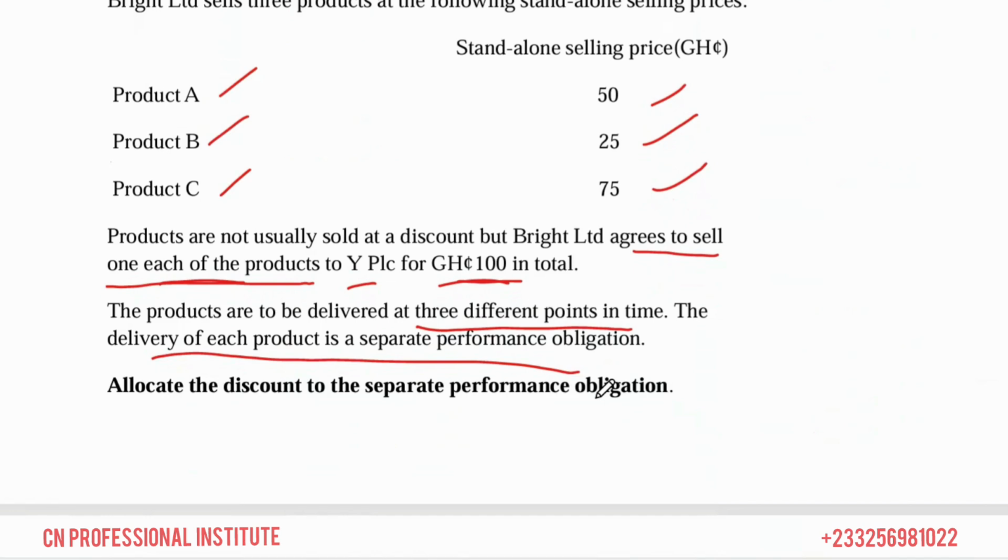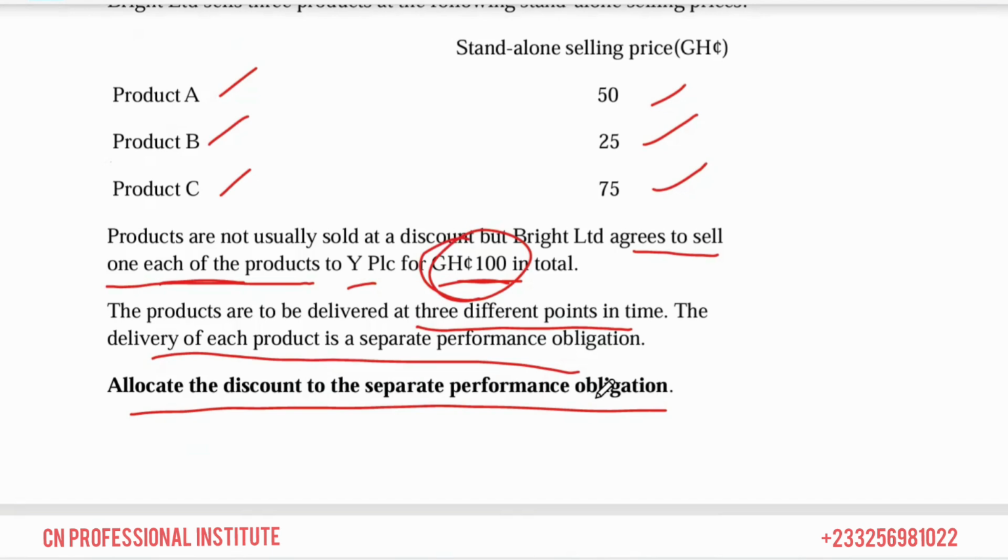Separate performance obligations. This question is telling us to allocate the discount. Are you following? And they say we shall allocate the transaction price. Step 4 is about allocating the transaction price. This 100 is the transaction price, so we have to share it to A, B, and C. But this question says we shall allocate the discount to the separate performance obligations. Very simple. How do you do it?